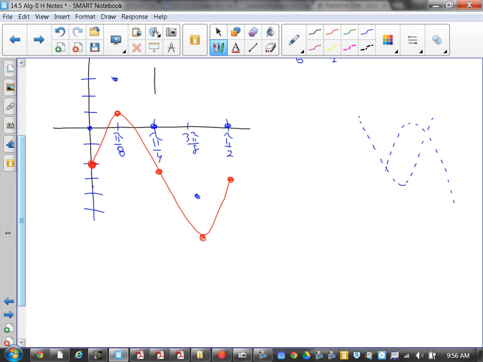Now, if you're looking at just this part here, the time it takes to go up and down would be half of it. Do you agree? So, in essence, you really only needed 2 points to figure out how long it's going to take you to go back and forth.